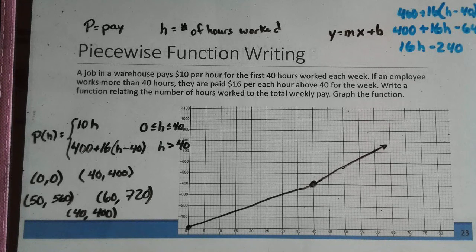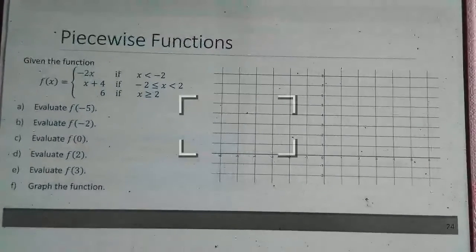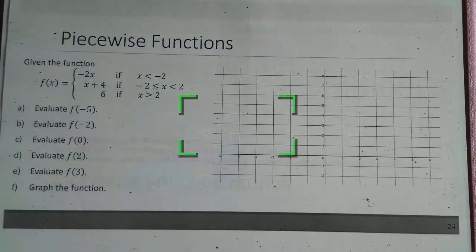Now that we've seen a really applicable example, let's see if we can track this back into the bare basics of it. Given the function f of x equals negative 2x if x is less than negative 2, x plus 4 if x is between negative 2 and positive 2, and 6 if x is greater than or equal to 2, we're going to evaluate f at a bunch of different points and then graph the function. So let's start with f of negative 5. They want us to use x equals -5.